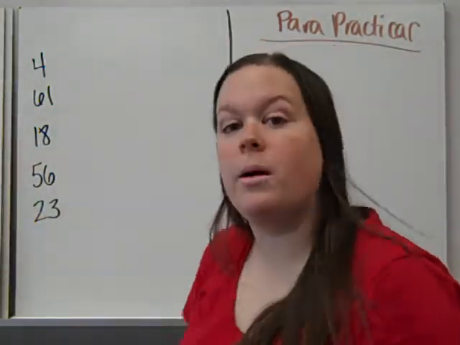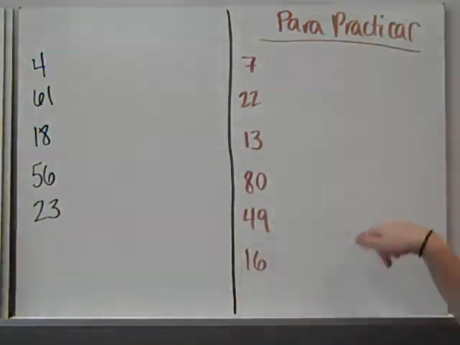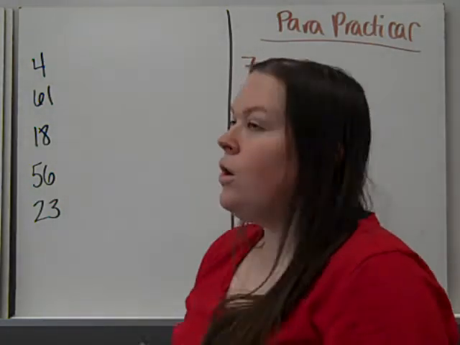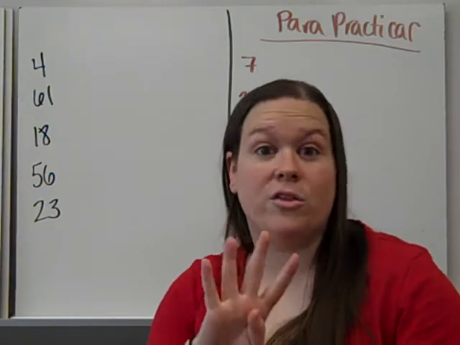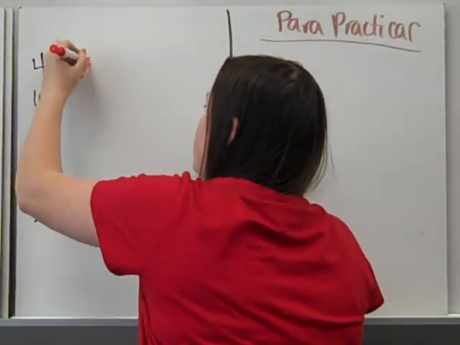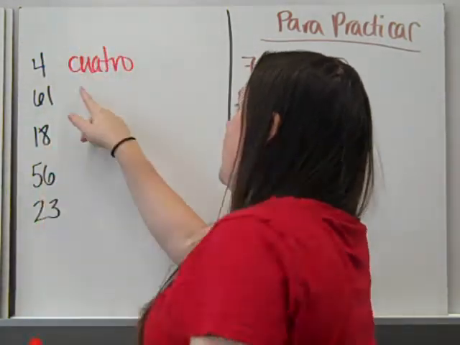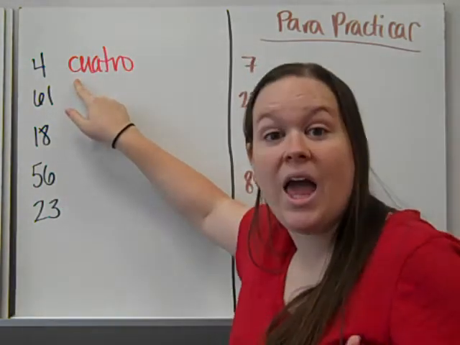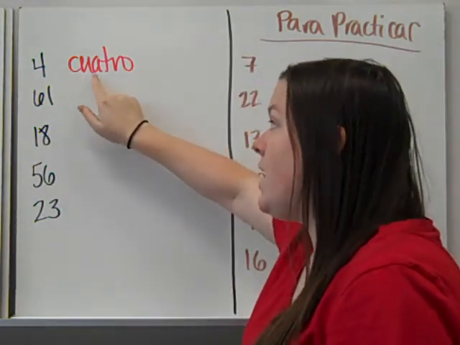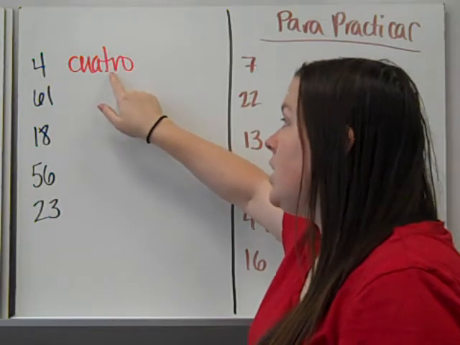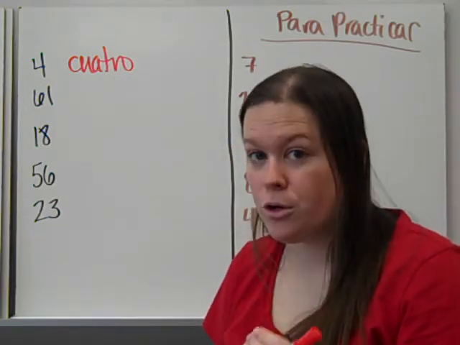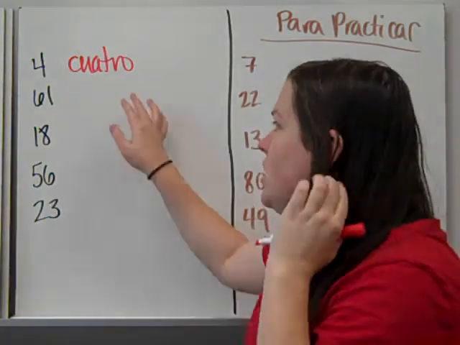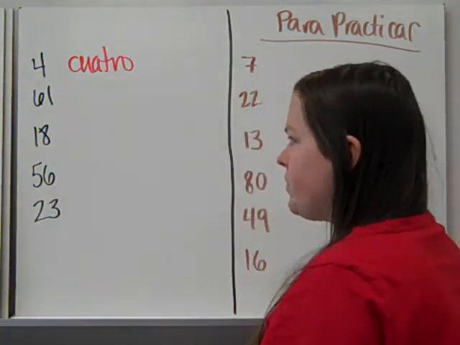All right, we're going to work through a couple numbers in practice, and then you've got your application over here. 4. So if you just think through your numbers, 1, 2, 3, 4. Make sure when you spell it out, there's not a Q there, there's not a K there, and then it goes UA, cua, T-R-O. It's not cuarto, it's not a fourth of something, it's cuatro, the number 4. So check your spelling, that's one that's easily missed.